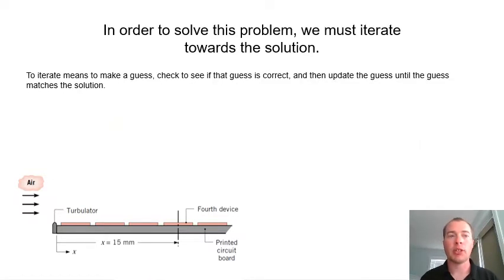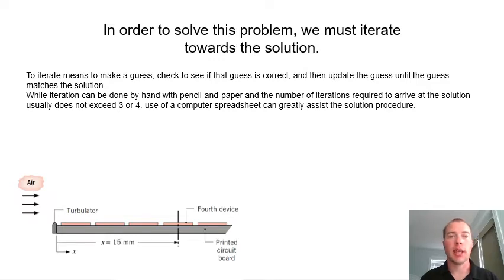Our strategy is called iteration. In order to solve this problem, we must iterate towards the solution. To iterate means to make a guess, check to see if that guess is correct, and then update the guess until the guess matches the solution.